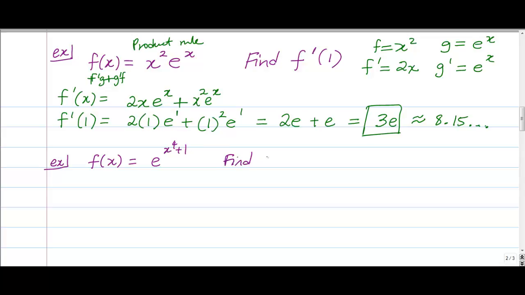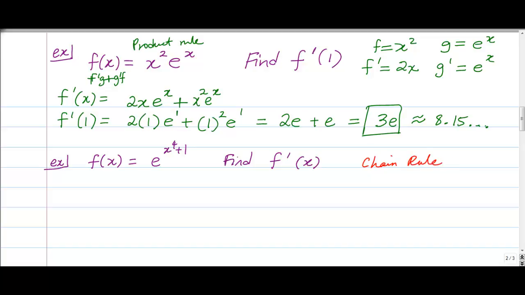Okay, so f of x is e to the x to the 4th plus 1. Find f prime x. So now, let me think. This is e raised to a power, right? So this is e raised to a function. So a function raised to a function, I'm going to use the chain rule.